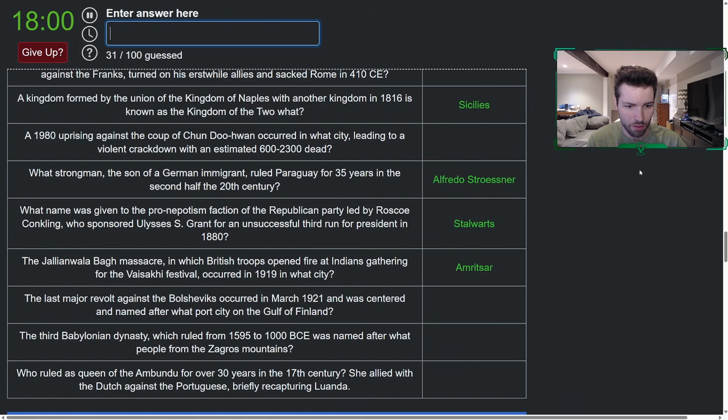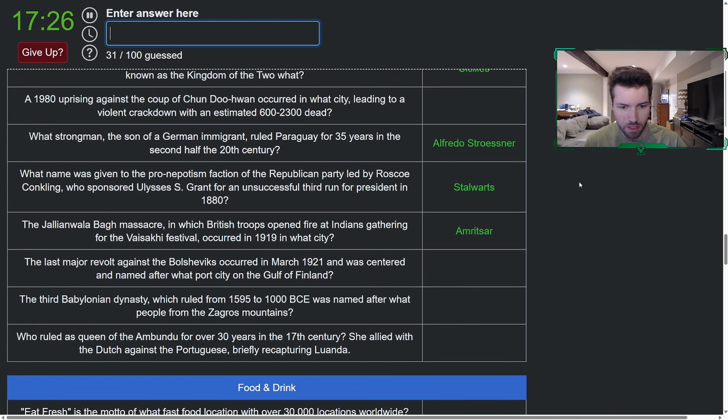The last major revolt against the Bolsheviks occurred in March 1921 and was centered and named after what port city on the Gulf of Finland? Against the Bolsheviks. Okay. Tallinn. St. Petersburg. It's not going to be St. Petersburg, really. It's not Helsinki either. So what else is on the Gulf of Finland? Are we in modern day Russia? What's another city on the Gulf? I don't even know. Viborg? I don't know.